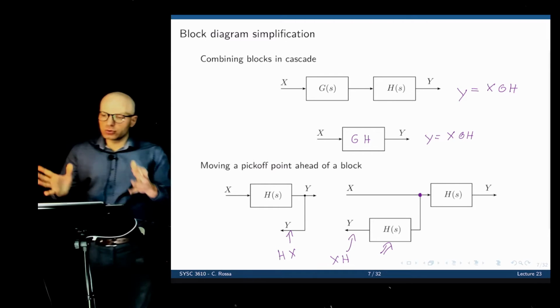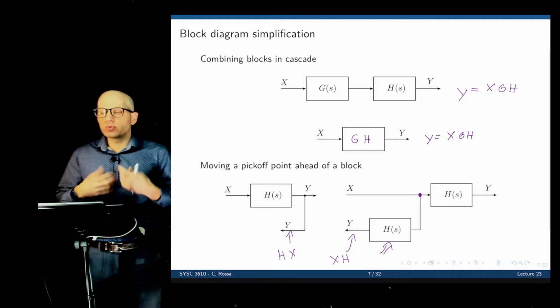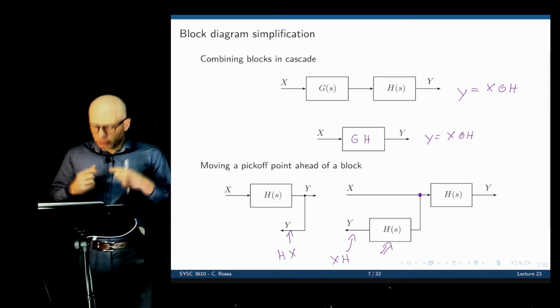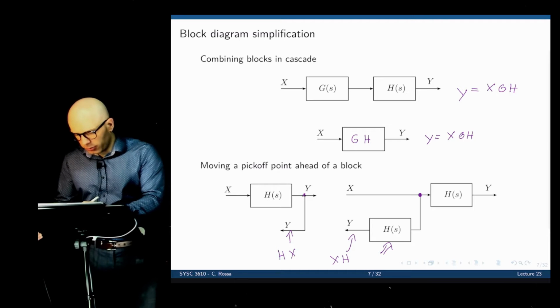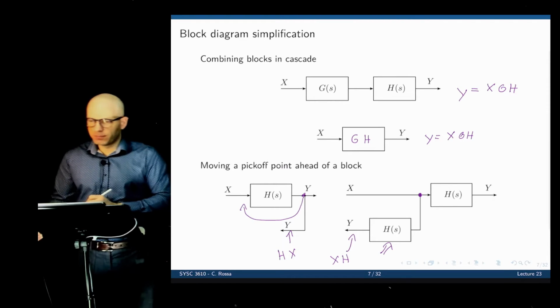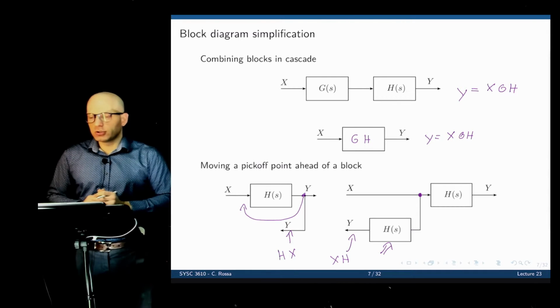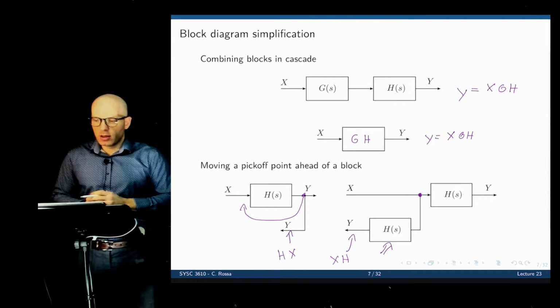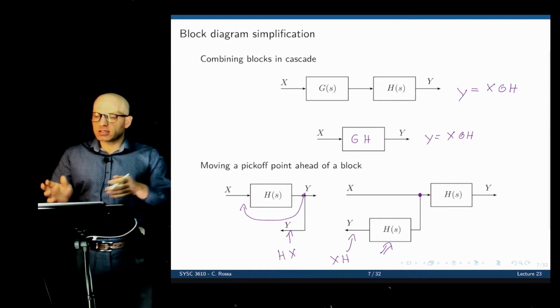So these two systems are precisely the same. The only difference is the second one would require this additional block to maintain the signal y exactly the same. The difference is that we took this point, moved it ahead. And by moving it ahead, now we need to add the function h of s in the line of y, such that the signal y does not change. It's h times x in both cases.